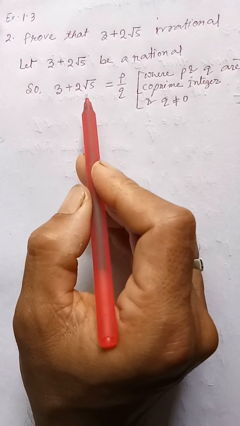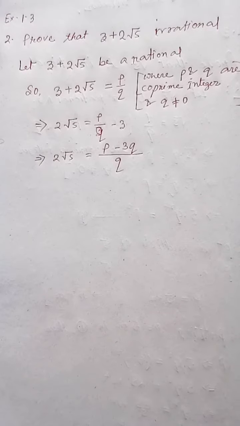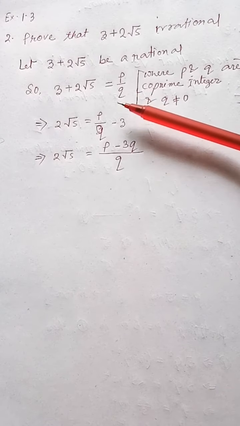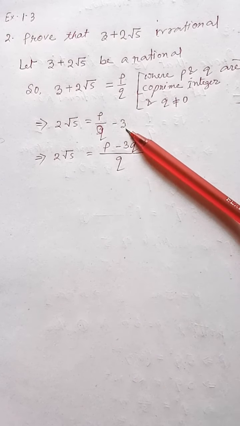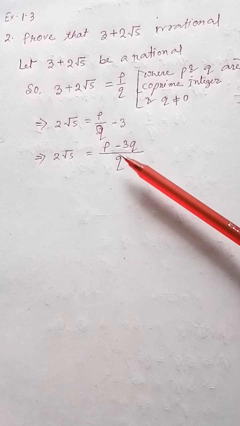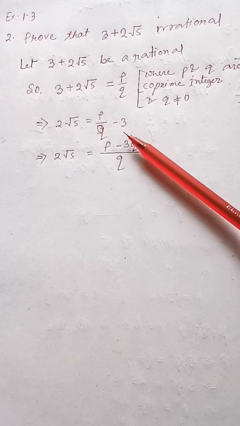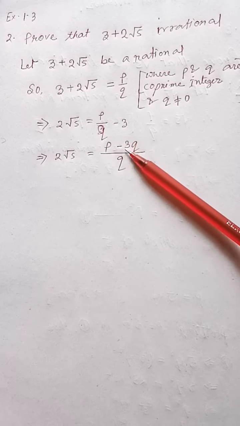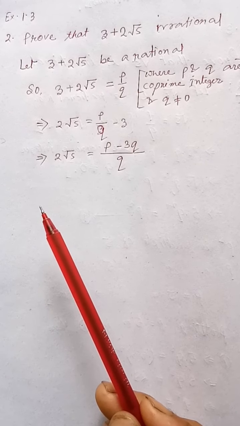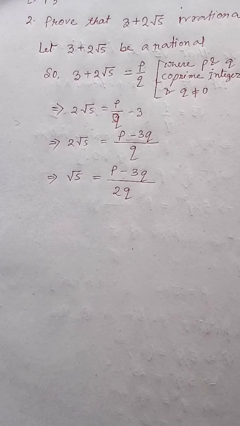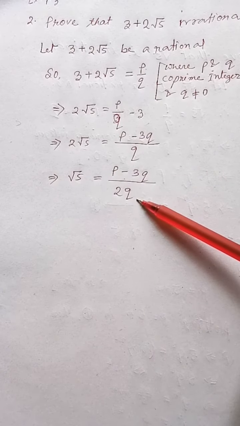Now you try to separate the root 5. Try to solve for root 5. So let us follow some steps to separate the root 5. First, taking the 3 to the right side, it will be minus 3. And take q as an LCM. So directly you fill up with p according to the process, and 3 into q, 3q. Here is minus. Now let us separate the root 5. So 2 is taken to the right side as a cross multiply, 2 into q, 2q.